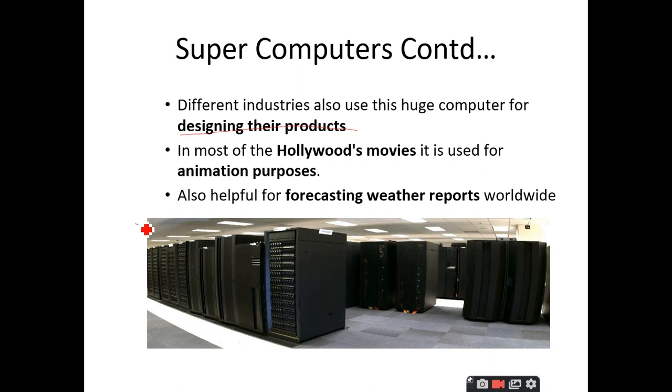See here the size of a supercomputer, all this comes to a single supercomputer. And as I told, in most of the Hollywood movies, it is used for animation purposes, graphics, and weather forecasting reports worldwide can be calculated easily by making use of these supercomputers. Clear?